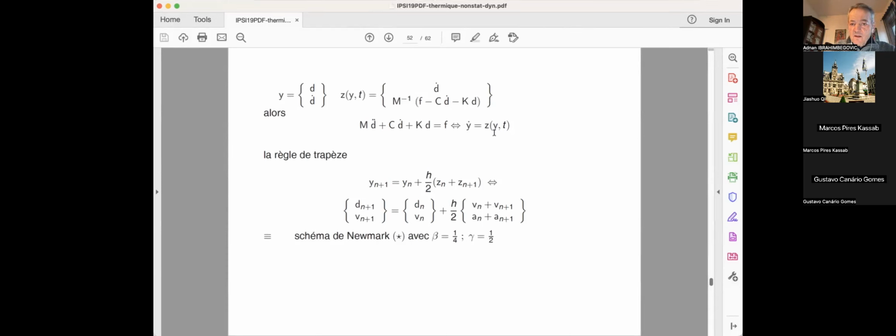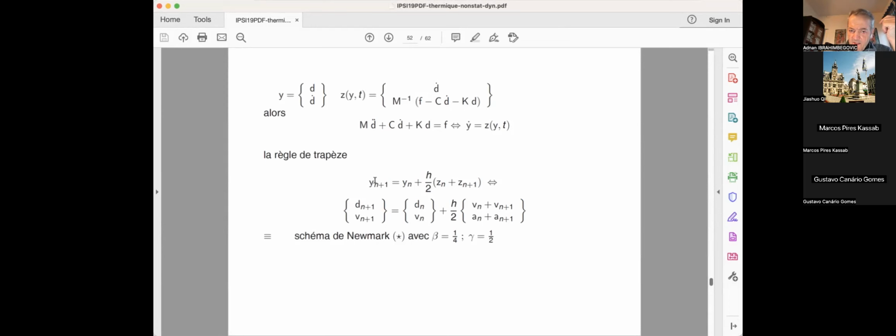So when I look at it formally, this is my first order differential equation. It looks like the heat transfer equation. And then I can use a trapezoidal rule so that I can conclude that y_{n+1} is equal to y_n plus h over 2, h being the time step, times z_n plus z_{n+1}.